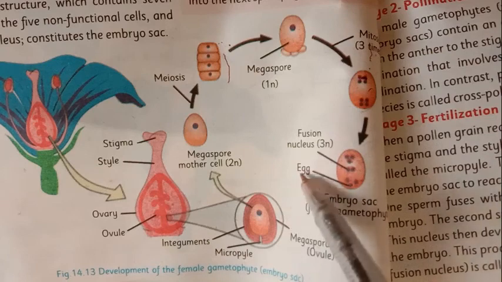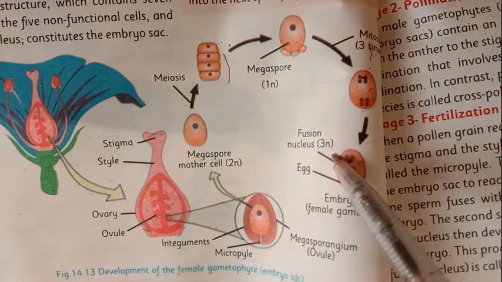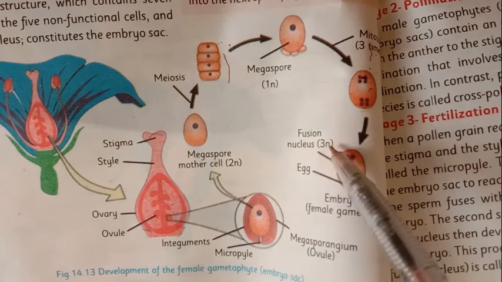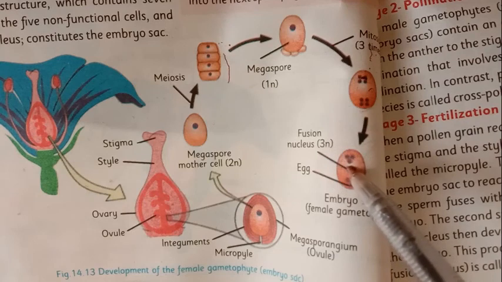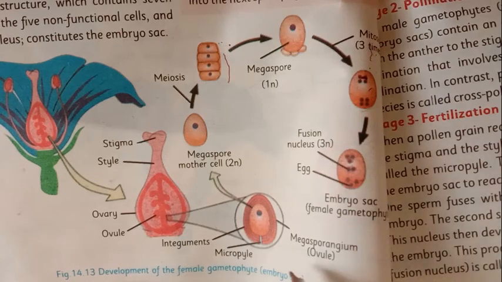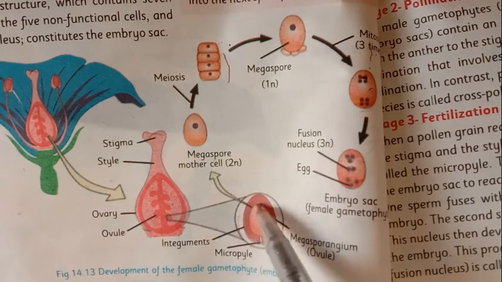So here the 3n represents that 1 sperm will fuse with this fusion nuclei, so it will contain 3 sets of chromosomes. So it is represented by 3n. Actually it is 2n, but when the sperm fuses with this double nuclei structure, it will consist of 3 sets of chromosomes, represented by 3n. And this is the mature structure of the embryo sac.